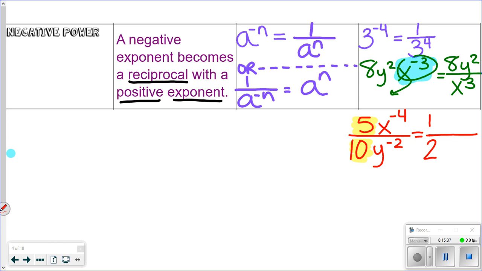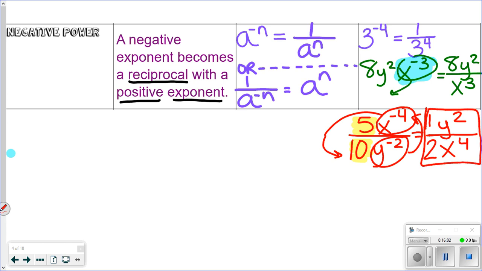Okay. You cannot have negative exponents. So this x is in the numerator, it's upstairs. I'm going to move it downstairs and turn it positive, make it happy. Y is currently downstairs, it's negative, it's unhappy. So we're going to move upstairs and make it positive or happy. So this right here would be my final answer.